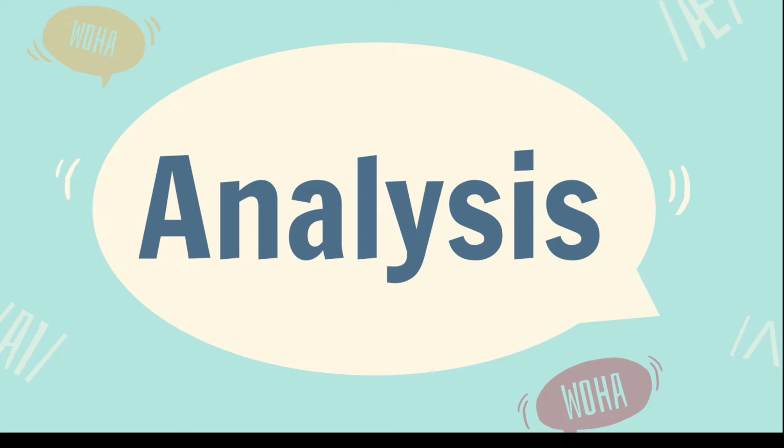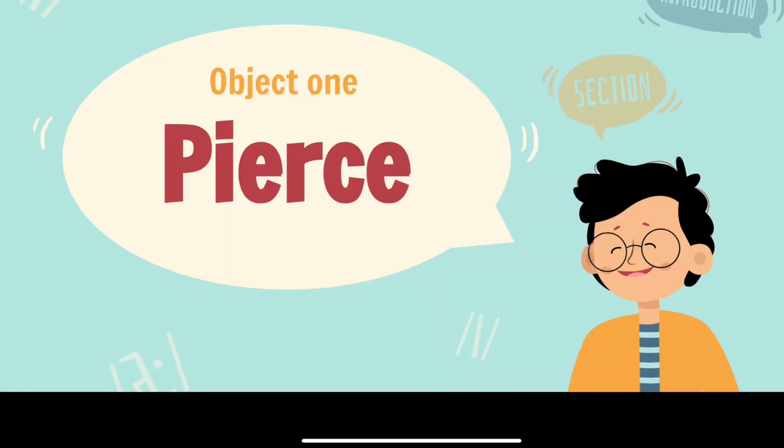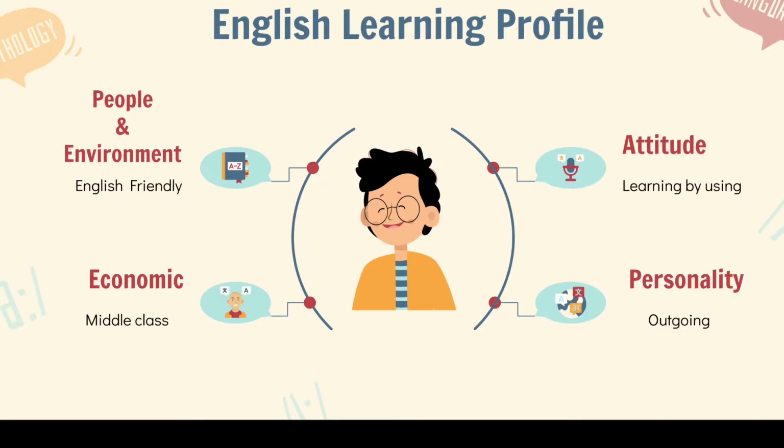First, let's talk about object one, Pierce. Here is Pierce's English learning profile. In the learning profile, I'm going to analyze it through five categories: people and environment, economics, attitude, and personality. For Pierce, he lived in an English-friendly environment where people take English as their daily necessity. And thanks to the multicultural society in Malaysia, people have to learn English speaking to communicate with others.